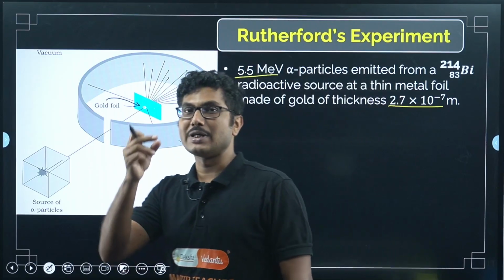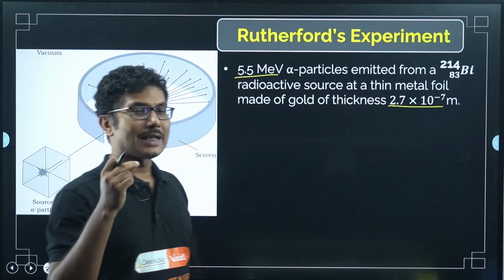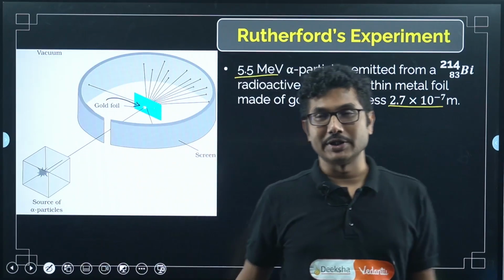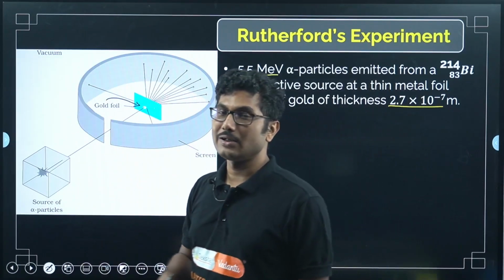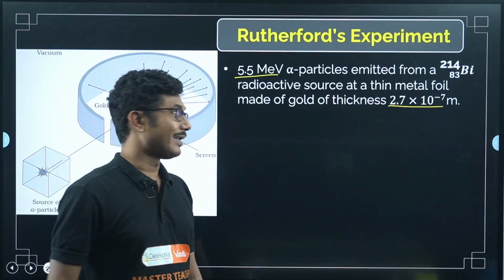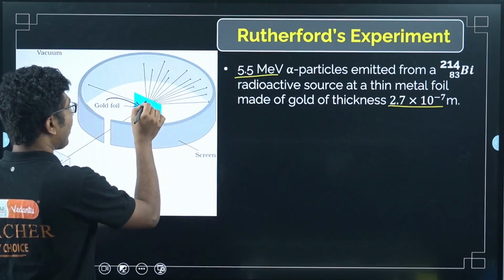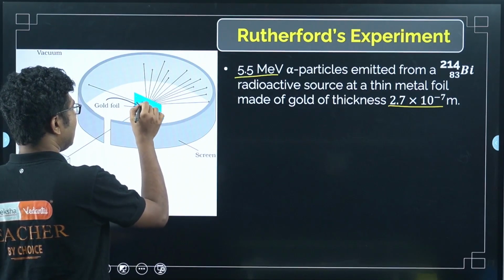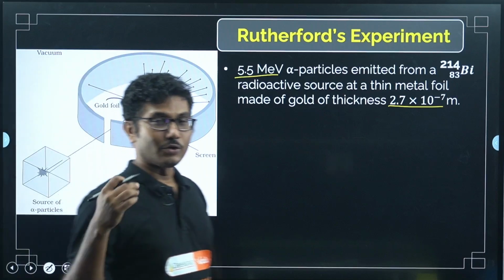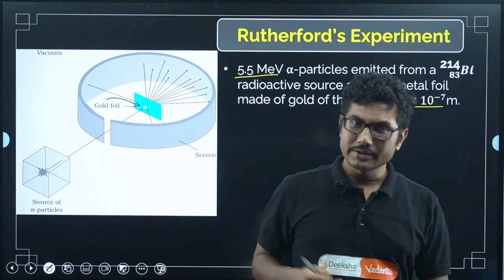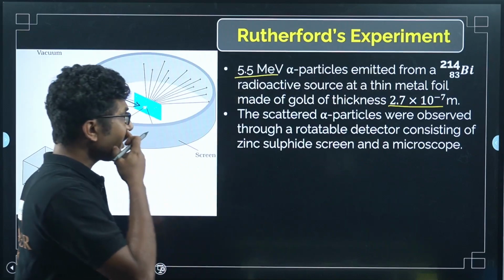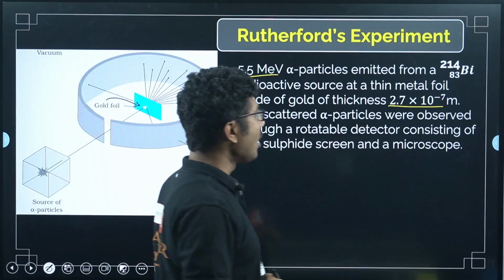So normally when we say a thick sheet, it has multiple layers of atoms in it, but in the case of gold you can consider it to be one atomic layer of gold. So each point has one atom of gold. Since gold can be made very thin, that's why gold is used. The scattered alpha particles were observed.